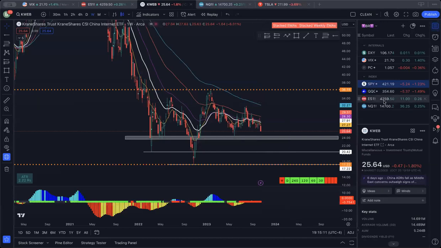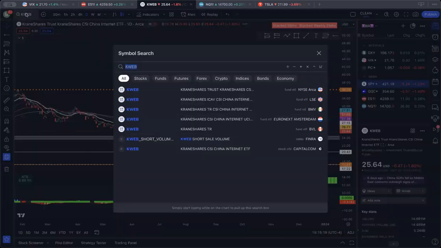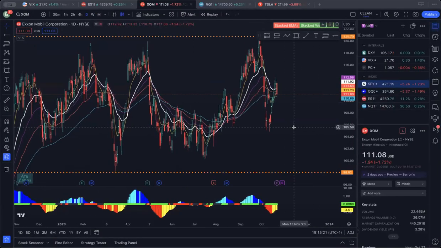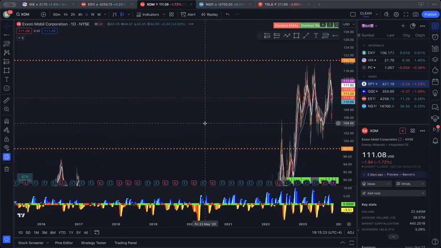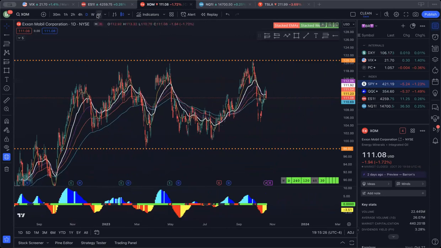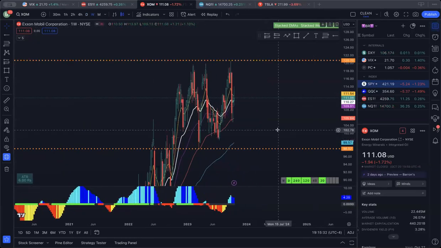But I really do like Snow for the short side. And another thing to keep in mind, we do have Microsoft, Meta, Google, Amazon all reporting this week. And if you trade oil stocks, we have Exxon reporting as well this week. This one, it's just a choppy mess, right? We had a great run up, we had news, and now we just look like crap.